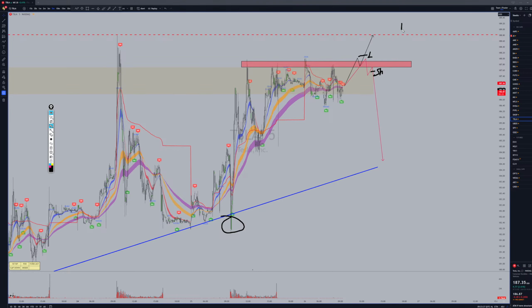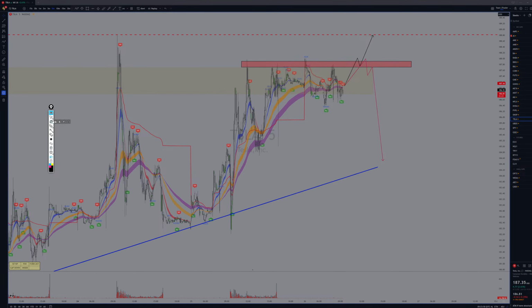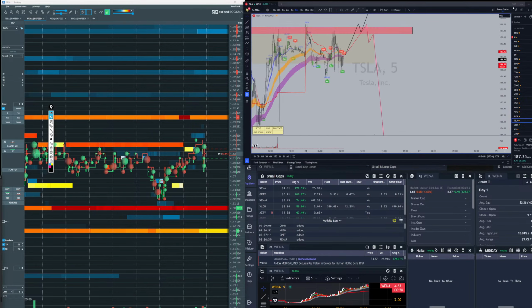In this case, we can look for 190 calls for options trades. And over here, in case we have a breakdown of this support and then a rejection, we're going to look for 185 puts. Today is Wednesday, so we can stay with weekly options, and we can look for that strike and that expiration.